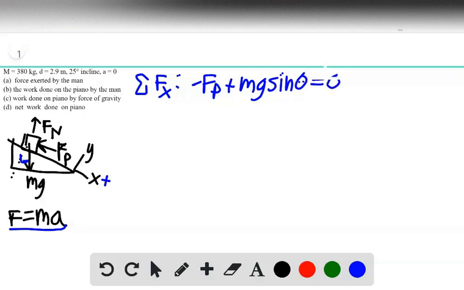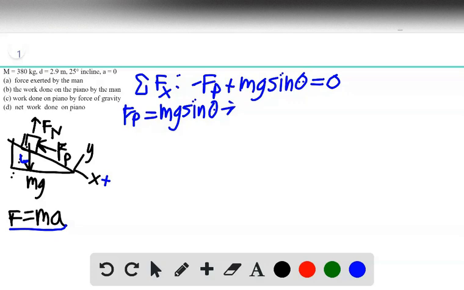In order to solve this, we can add the force of the push, the force of the man, over to the other side. So we're going to have Fp equals mg sine theta. Okay, and then all you have to do is plug in numbers here.